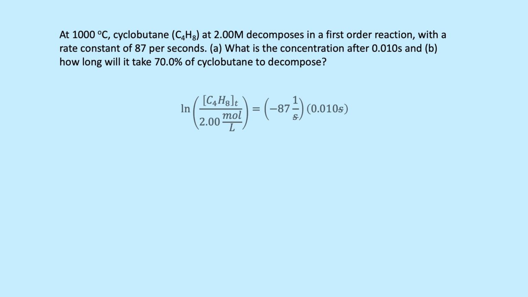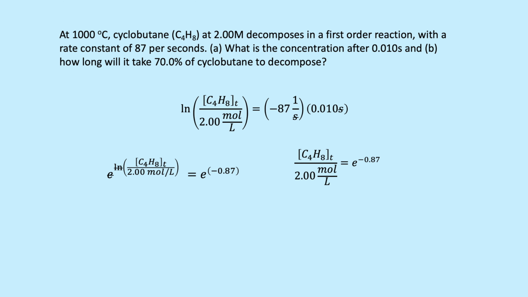To solve the concentration after 10 milliseconds, we need to take the inverse of the natural log, which means we set everything to the power of e, and this simplifies to the following. Now, we must solve for C4H8 at time t, so we multiply each side by the initial concentration, and we end up calculating the concentration after 10 milliseconds to be 0.838 moles per liter.